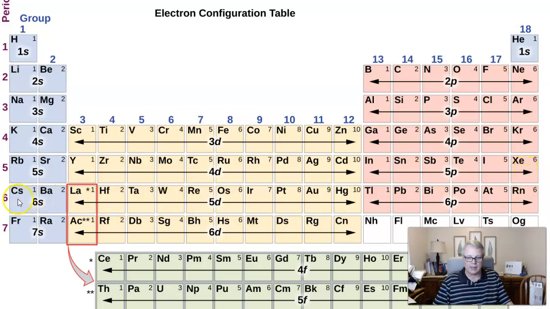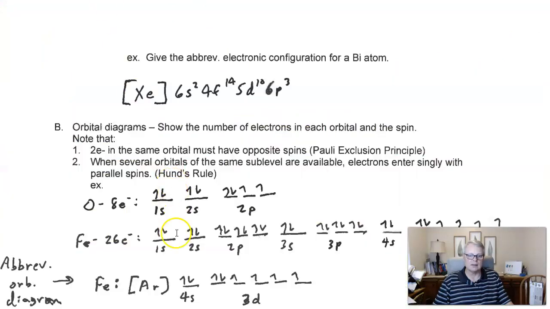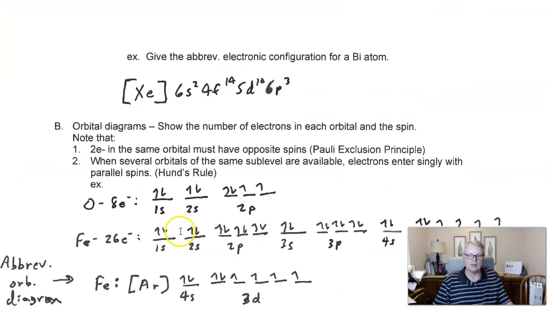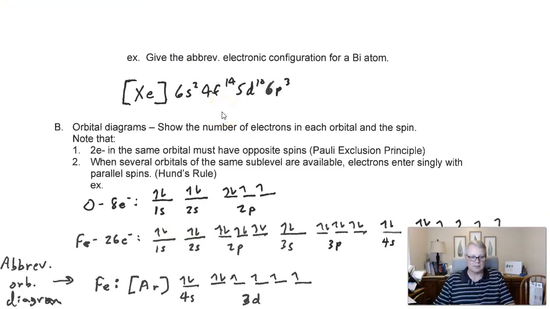Okay, so what comes after xenon? Well, we're down here in the S block, so this would be what, 6s2? Then we go down here, 4f14, and we're back to the 5d, 5d10, and then 6p3. So xenon, 6s2, 4f14, 5d10, 6p3. And that is the abbreviated electron configuration for bismuth.